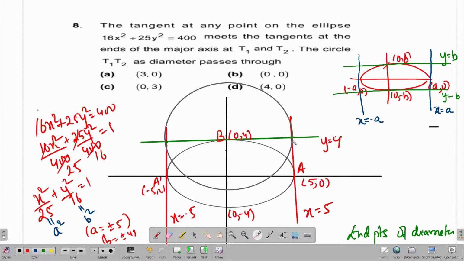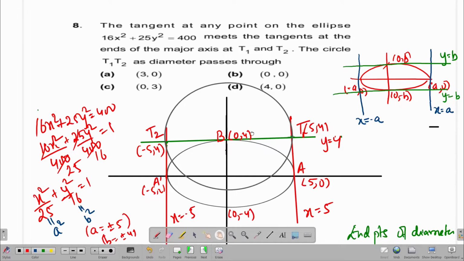Now T1, T2 are the points of intersection of these three tangents. That means the point of intersection of x equal to 5 and y equal to 4 is the point T1, and that is (5, 4). So this is T1. Now T2 is the other end, and since x equal to minus 5 and y equal to 4, this point is (-5, 4). Now we have to draw a circle taking T1, T2 as the diameter. So now this is my circle, which is drawn by taking T1 and T2 as the extremities of the diameter.